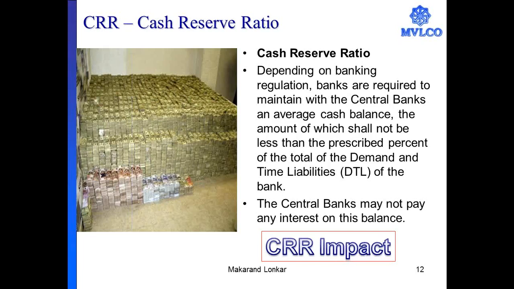So depending on the banking regulation, banks are required to maintain with the central bank an average cash balance. The amount of this average cash balance which has to be deposited is not to be less than the prescribed percentage of the total demand and time liabilities of that particular bank. And as we saw on the last slide, that was 4% in India. The central banks do not pay any interest on this balance which is kept with the central bank. So this is one example from India, that is the cash reserve ratio. A certain percentage of cash to be deposited with the central bank.